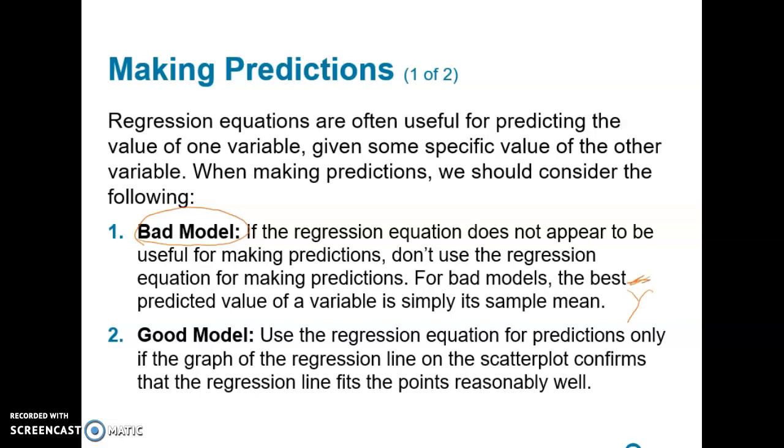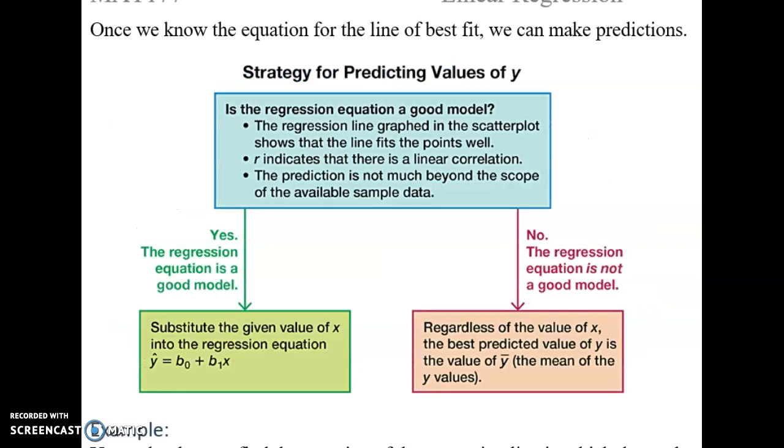For a good model, you can go ahead and plug in the given x they want you to predict for into your equation to get out your y hat value. So use the regression equation for predictions only if the graph of the regression line on the scatter plot confirms that the regression line fits the points reasonably well. On page 4 of your guided notes, you can see this flowchart that helps you to figure out whether you have a good model or a bad model and what strategy you should use for predicting your values of y.